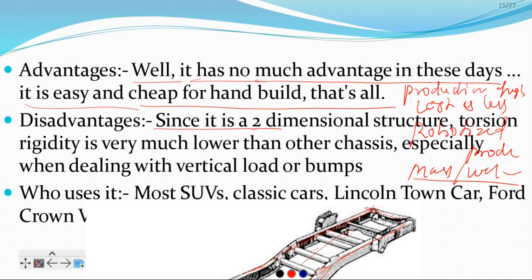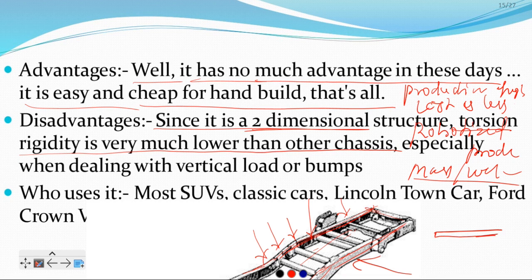Since this is a two-dimensional structure, load comes either from the vertical side or from the horizontal side. Torsion rigidity is very much lower than other chassis, especially when dealing with vertical load bumps. See, this kind of frame is weaker in case of vertical loading. Suppose this one is a ladder frame. What will happen? This one wheel is here, the other wheel is here.